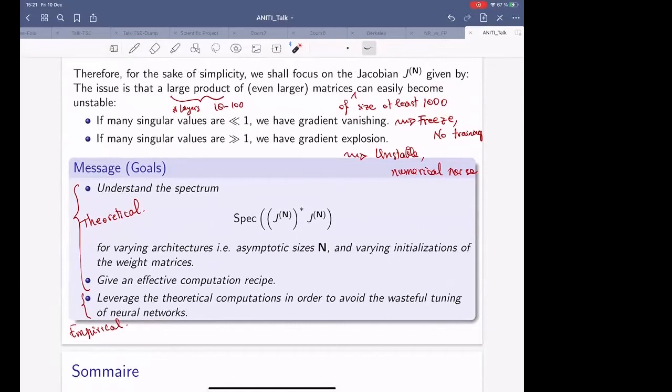Maybe one comment or question, it's Pierre Weiss. Sure. Here, your Jacobian, you would like to control it uniformly over the gradient descent trajectory? Not really.